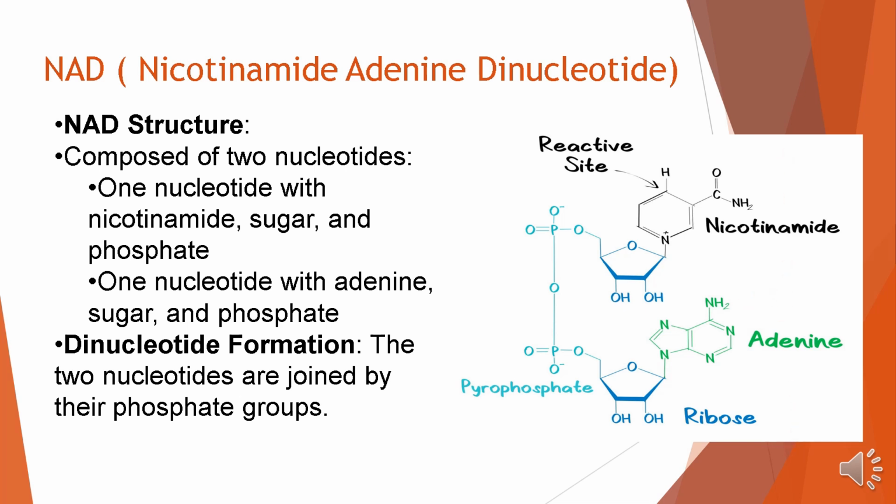The first nucleotide consists of nicotinamide, sugar and phosphate, and the second nucleotide consists of adenine, ribose and phosphate. These two nucleotides are connected to each other by their phosphate groups, forming a dinucleotide. A dinucleotide is when two nucleotides are joined by their phosphate groups.